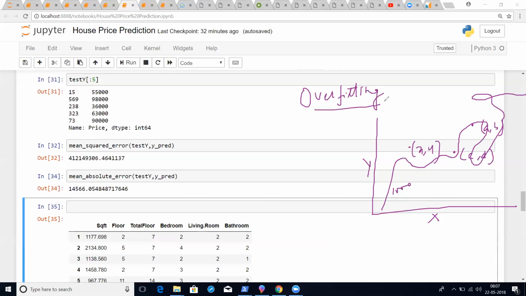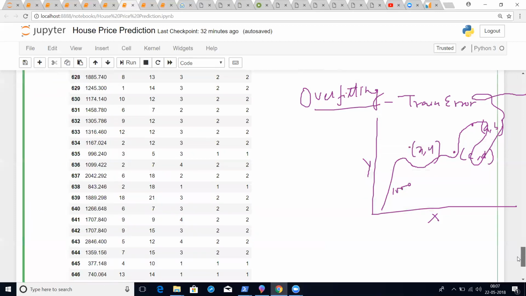Overfitting means training error is less. What is training error? If I calculate the mean absolute error for train y and y pred on the train y, it will be less, but for unknown data, it will be very high. Okay, let me create degree 2 here.